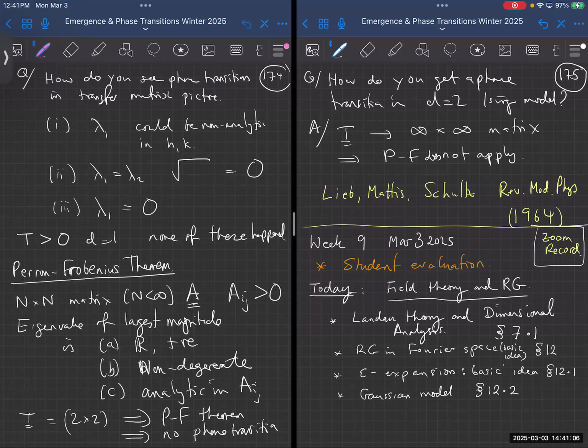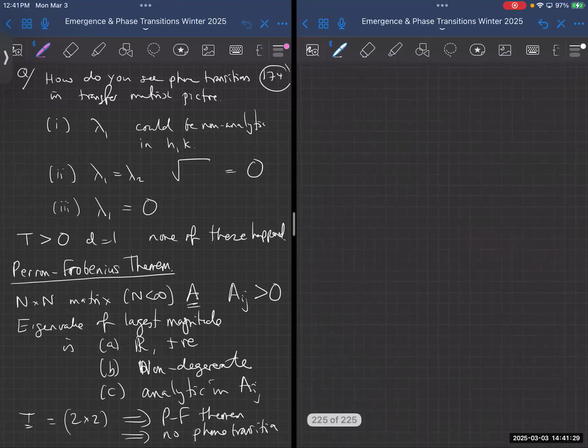And then once we've realized that everything is messed up, we're going to start talking about how we go back to using renormalization group concepts to then start evaluating the partition function using field theory, which basically means doing what we were doing last week, but doing it in momentum space. Okay, so let's jump in.